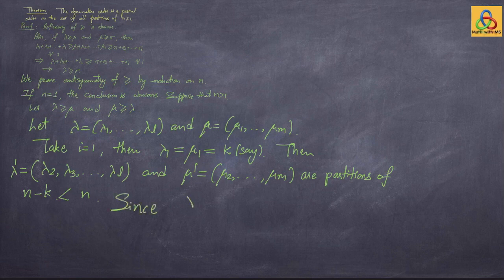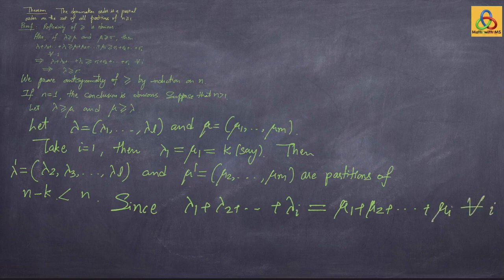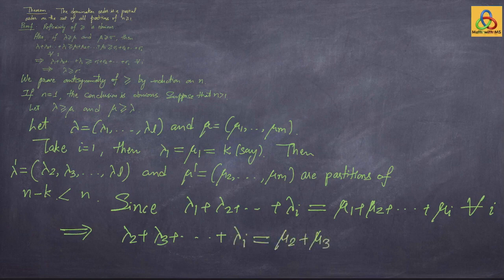Now since lambda 1 plus lambda 2 plus so on plus lambda i is the same as mu 1 plus mu 2 plus so on plus mu i for every i, because we are given that lambda is bigger than or equal to mu, therefore lambda 1 plus lambda 2 plus lambda i is bigger than or equal to mu 1 plus mu 2 plus mu i and vice versa. So they are equal for every i, but lambda 1 is the same as mu 1, we cancel it off, which implies that lambda 2 plus lambda 3 plus so on plus lambda i is the same as mu 2 plus mu 3 plus so on plus mu i for every i.